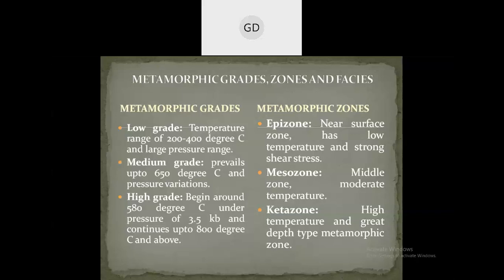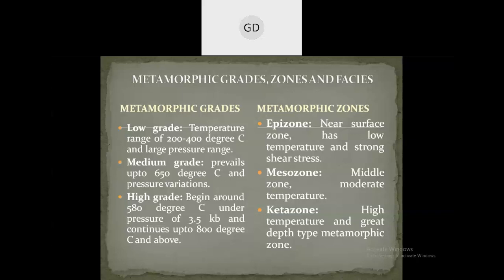So that is your metamorphic zone. These metamorphic zones signify the range of the metamorphic effects at different depths below the surface of the earth. Those are your epizone, mesozone, and katazone. So there are three metamorphic zones.